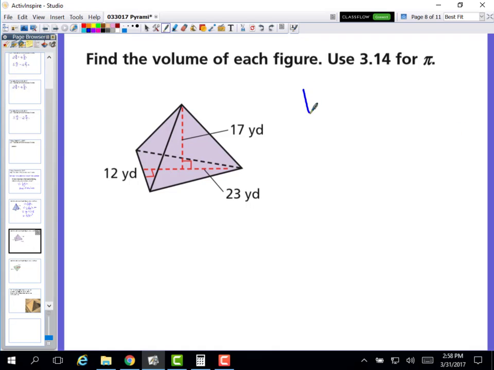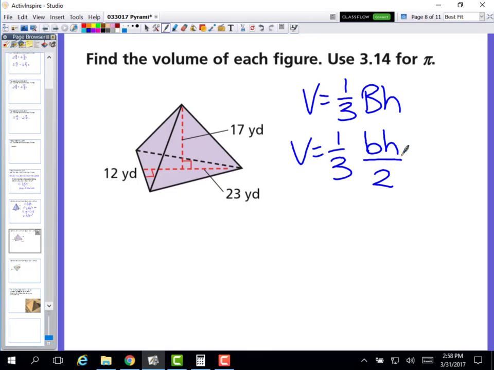So this one, we start off the same way. Volume is equal to 1/3 capital BH. Okay, but this time, instead of substituting length times width in our base, we have a triangle for a base. So we're going to substitute in the formula for a triangle, which is base times height divided by 2 times the overall height of the figure.